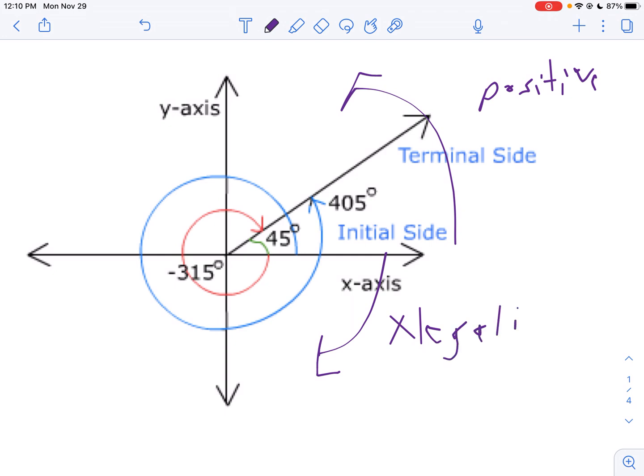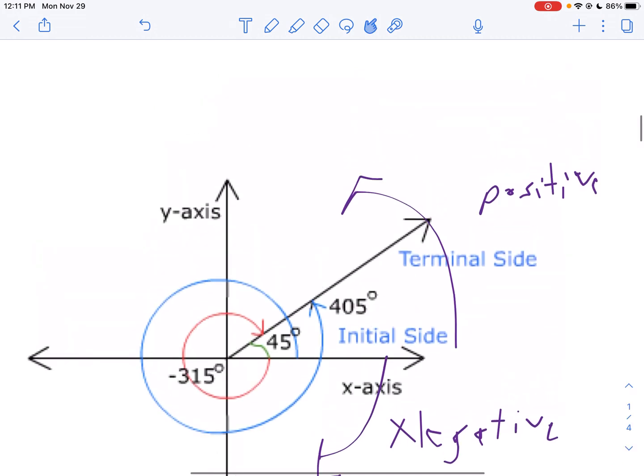On this particular problem, notice I've got an angle of 405 degrees because what happens is I start with my positive x-axis. I go all the way around once, that's 360, plus another 45 degrees, so that'll give you 405 degrees. That's also a negative angle, negative 315, if I go in the clockwise direction, because 360 minus 45 is 315. So you can see the same angles can have different measures when you draw them.